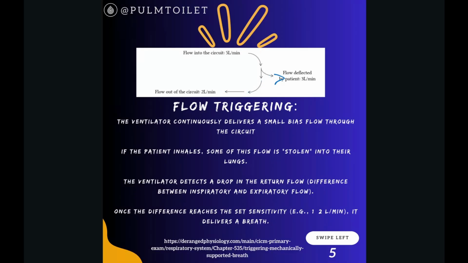So essentially, what triggering is, is going from expiration to inspiration. You can do that in 3 ways. The first way is through time. So just every couple of seconds, depending on what respiratory rate you set, the vent will trigger into inspiration, pressure, or flow. Now, moving on to the dyssynchronies of triggering.